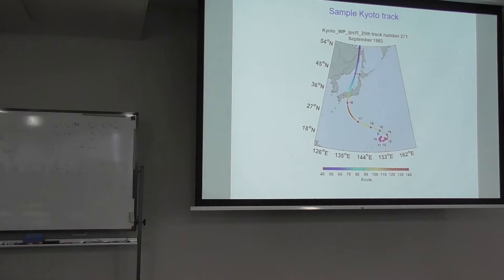This is a particular track from this set, where the colors show the maximum wind speed. This is dates in September.